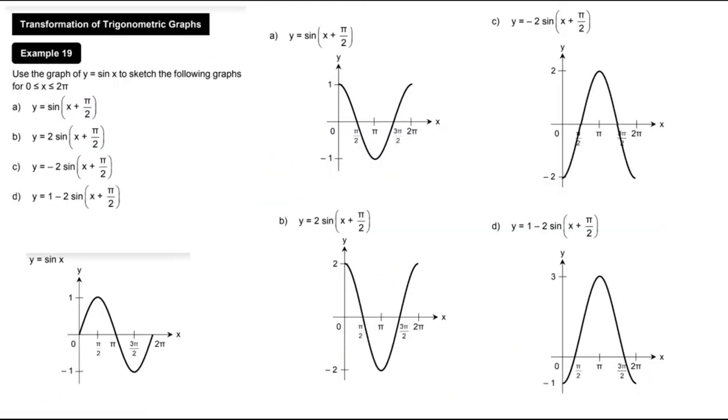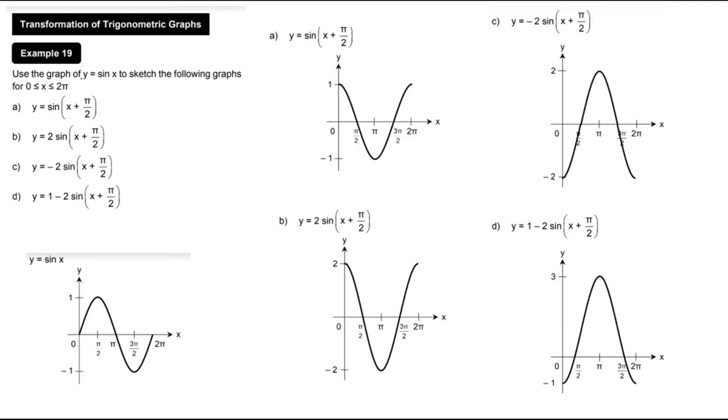Okay. Next subtopic, transformation of trigonometric graph. So previously, we learned how to sketch the graph without using transformation technique. But this time, we will use transformation technique. Example 19. Use the graph of y equals sine x to sketch the following graph for 0 less than or equal to x less than or equal to 2 pi.